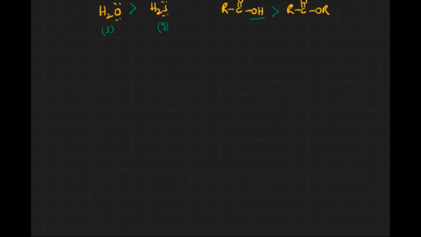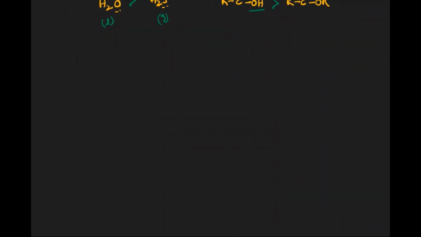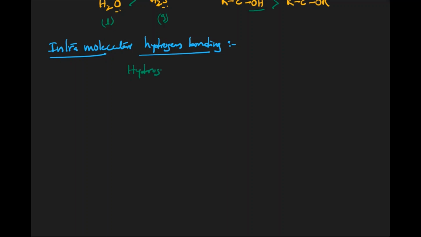Let us see the intramolecular hydrogen bonding. The second type of hydrogen bonding is intramolecular hydrogen bonding. What is meant by intramolecular hydrogen bonding? It means hydrogen bonding within the molecule.